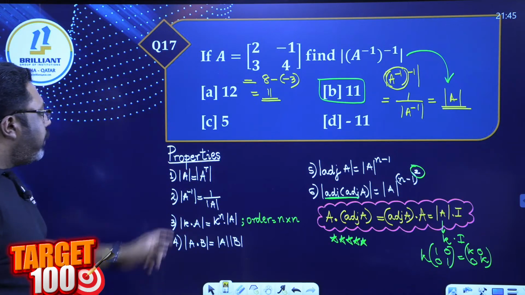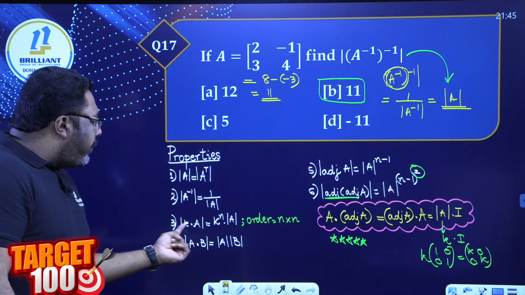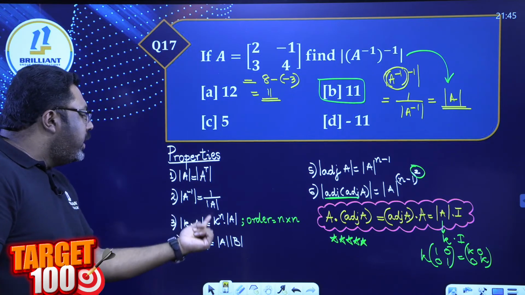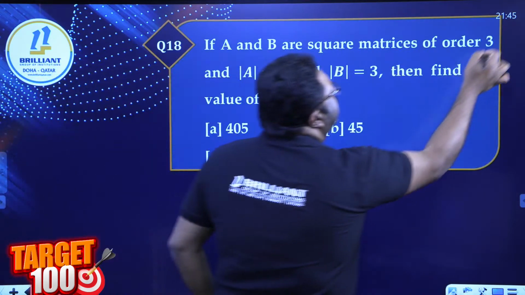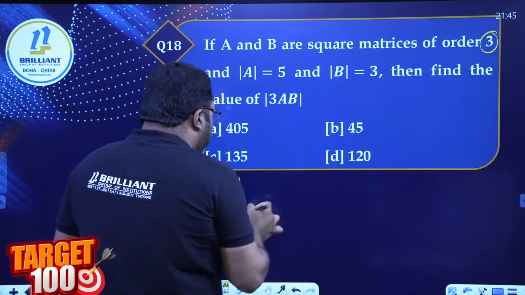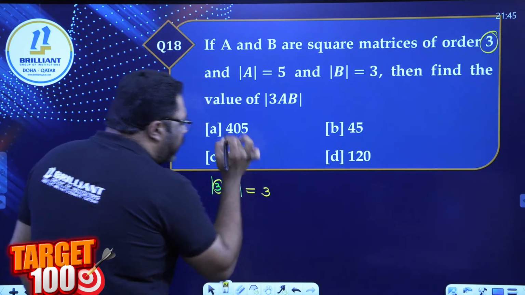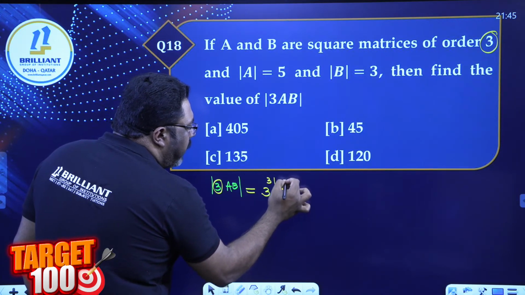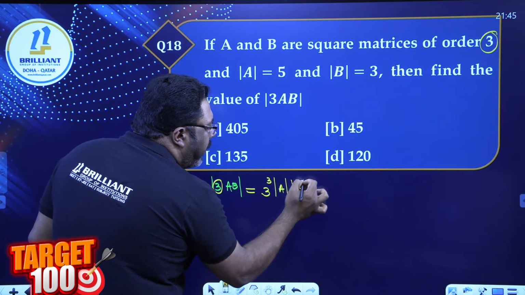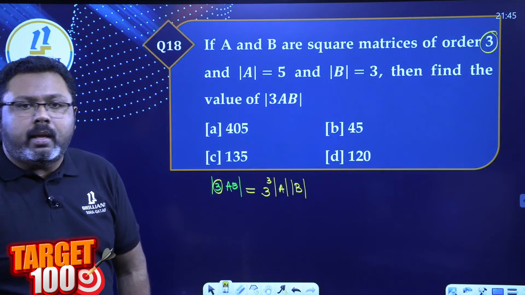According to the previous properties, property number 3 says a scalar number will come out with the power of n, taken from the order. We know that the order is a 3 by 3 matrix. So this is going to come out of the determinant with the power of 3. And the determinant of the product AB will be determinant A multiplied with determinant B.